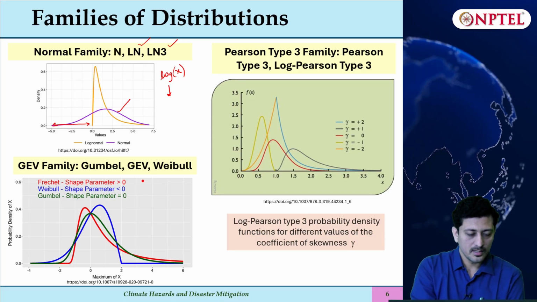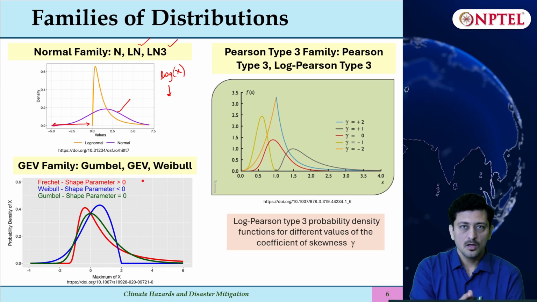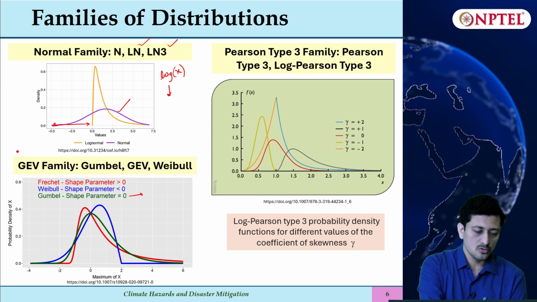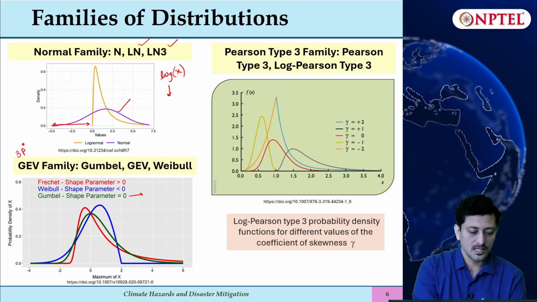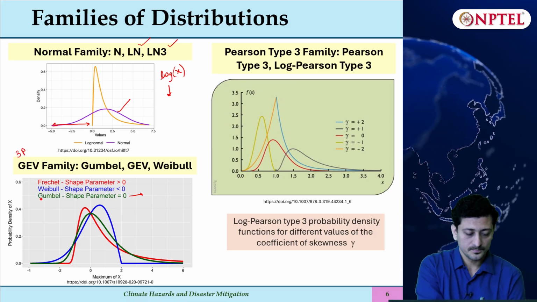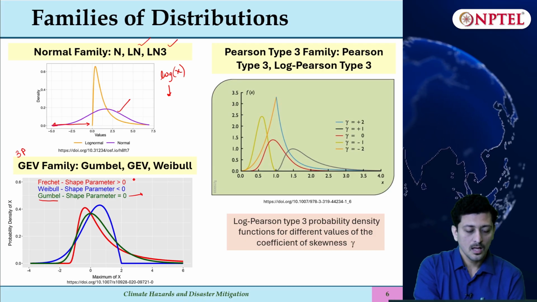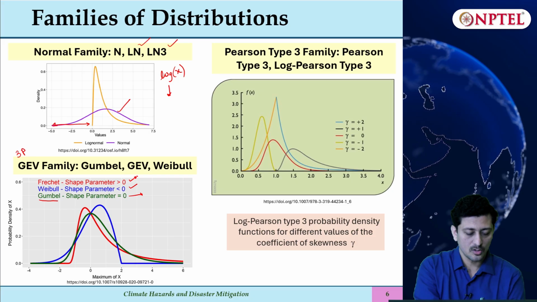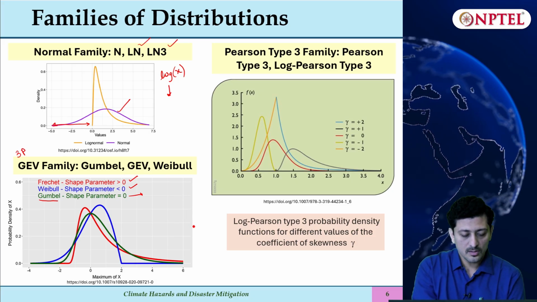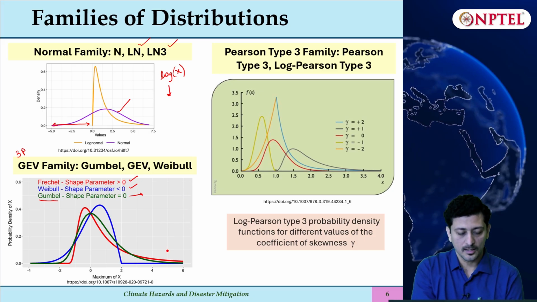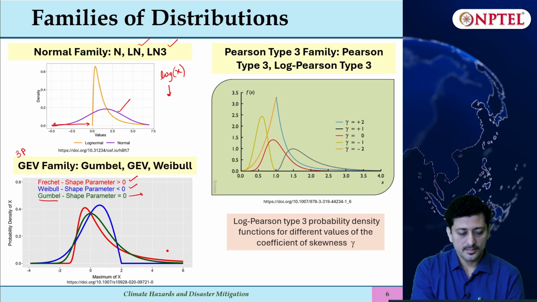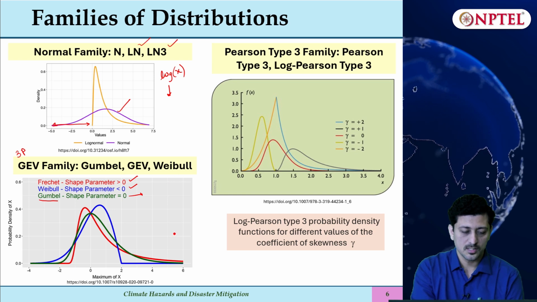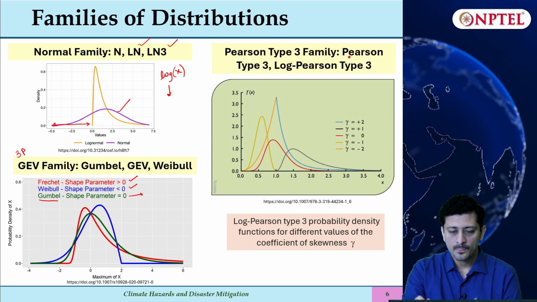Next is the GEV family, which is called the generalized extreme value distribution. GEV is usually a 3-parameter distribution, but in the special case where your shape parameter is 0, it becomes the Gumbel distribution. If your shape parameter is greater than 0, it is a Fréchet distribution, and less than 0, it becomes a Weibull distribution. Each of these distributions is used in different applications. For example, if you want to model extremes, lower extremes or higher extremes, we can use the GEV family more appropriately.